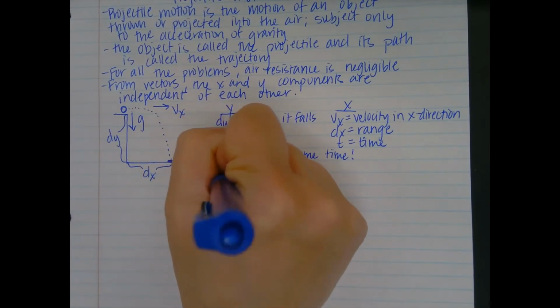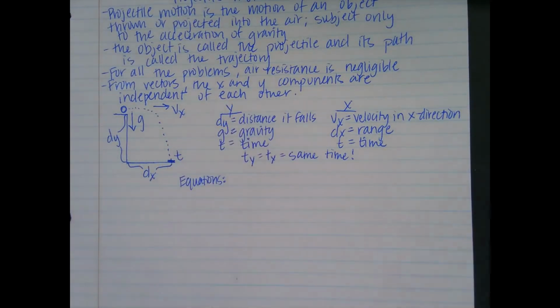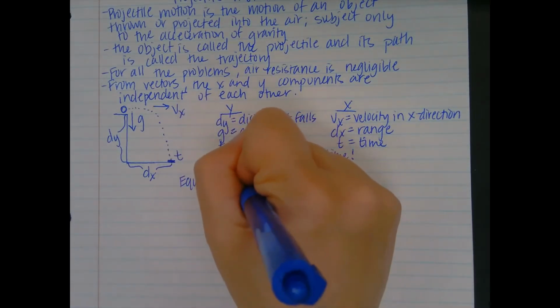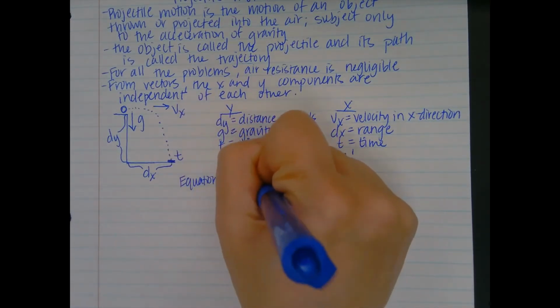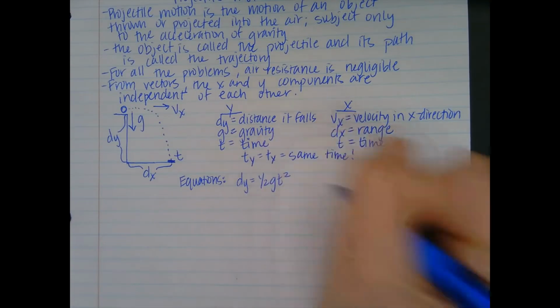The equations we're going to use are familiar. We've used them before, but now we're going to make sure we specify x or y direction. So our distance in the y direction is 1/2 gravity times time squared.